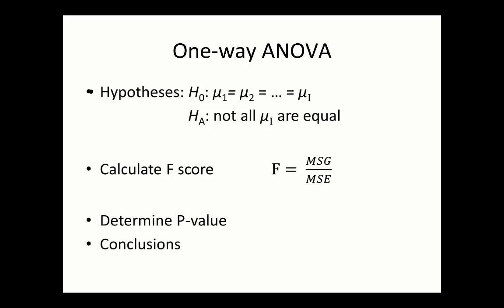A conclusion where there is a significant finding may be the following: there is enough evidence to reject the null hypothesis, which suggests that at least one group is significantly different than another group. Unfortunately, we don't know which group is significantly different. Therefore, we must conduct a post hoc test.